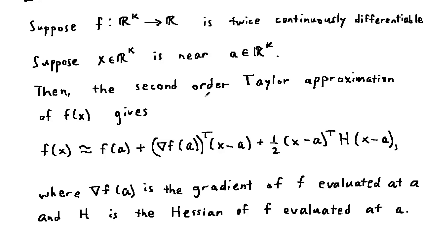Then the second order Taylor approximation of f(x) gives f(x) is approximately f(a) plus the gradient of f at a transpose times (x minus a), plus 1/2 (x minus a) transpose times H times (x minus a), where this is the gradient of f evaluated at a, and H is the Hessian of f evaluated at a. Now, let's say we want to maximize f.